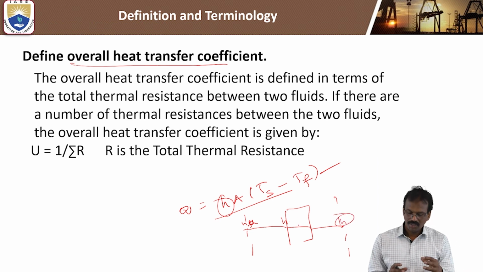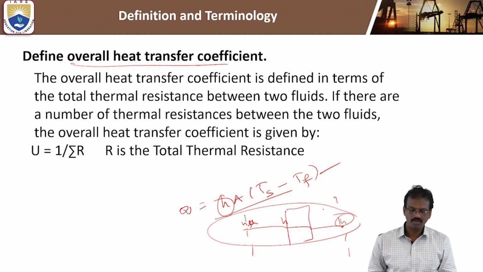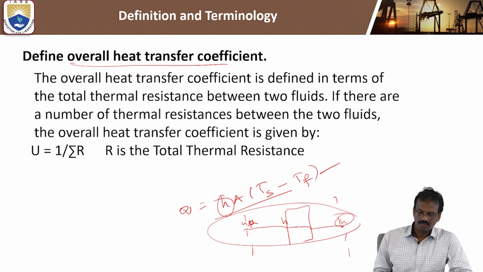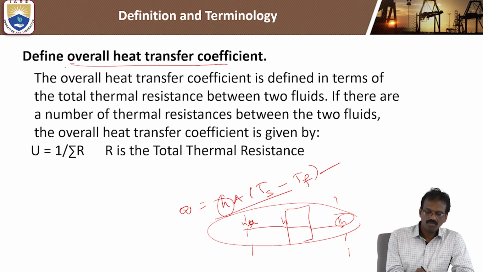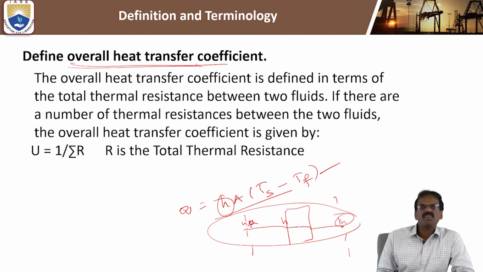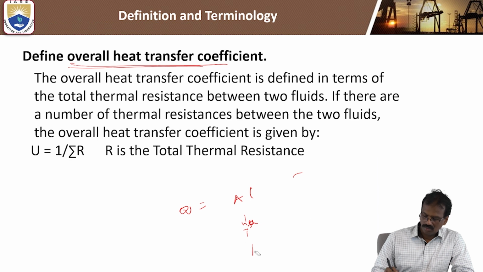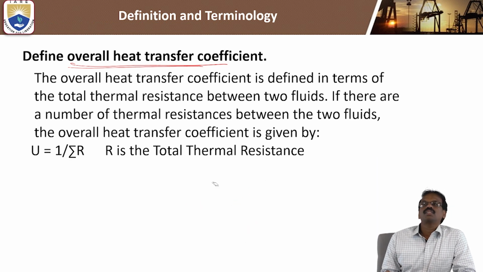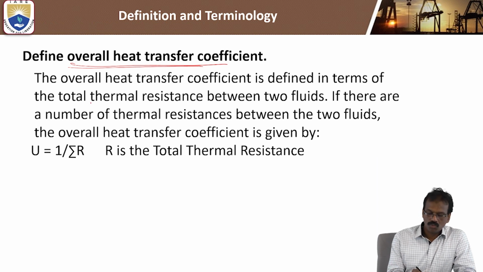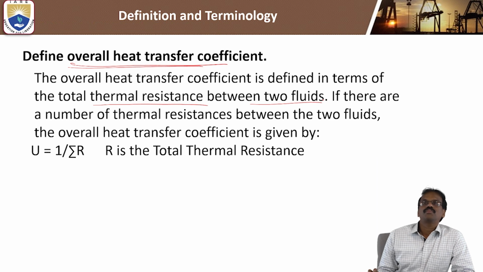You can combine all of this to find the overall heat transfer coefficient. We'll see what the overall heat transfer coefficient is, then you can understand properly. The overall heat transfer coefficient is defined in terms of the total thermal resistance between the two fluids.